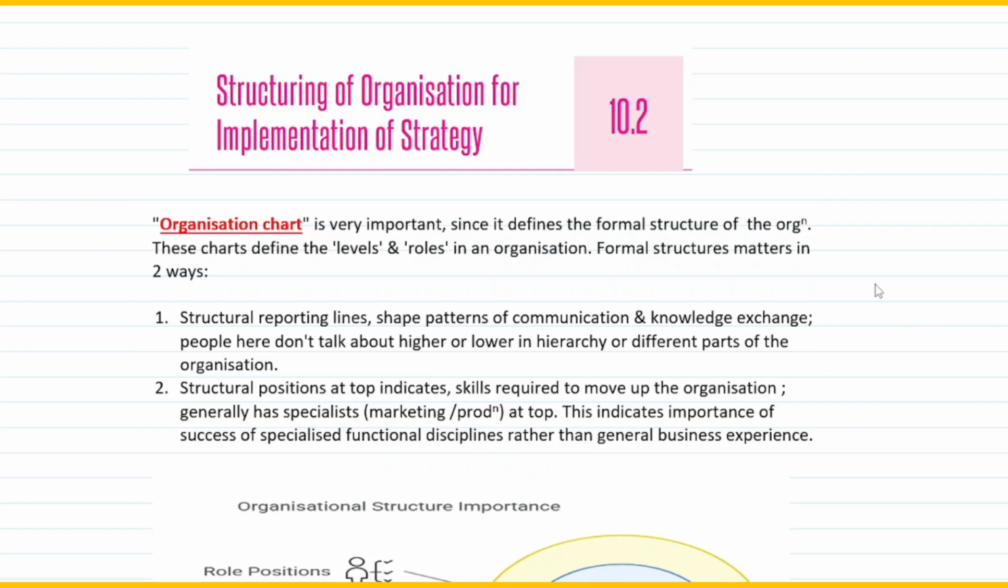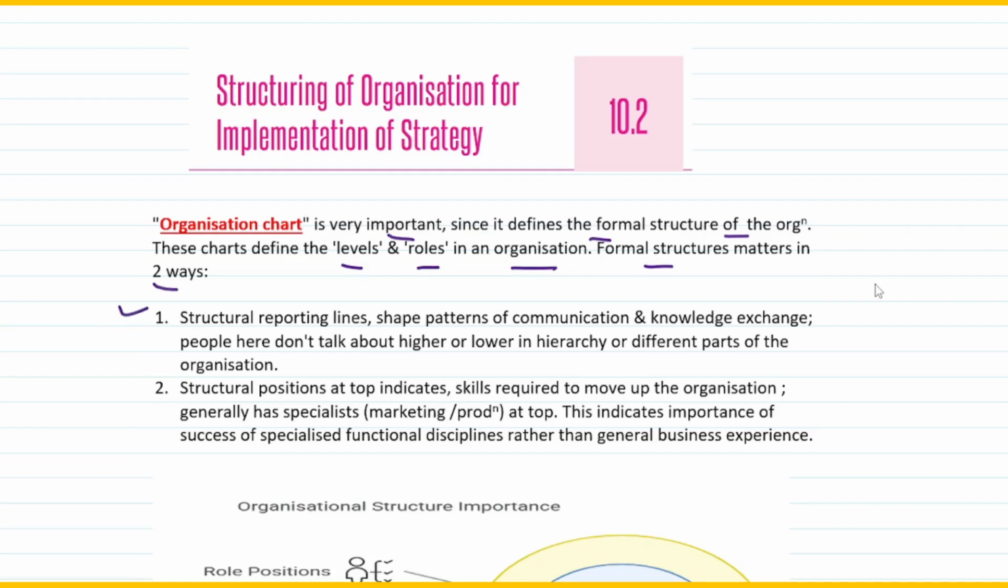Organization chart is very important. Why? Because it defines the formal structure of the organization, as in how the formal structure of the organization exists. These charts define the levels and roles in an organization. So what are the different roles or levels that are there in the organization, that is being decoded by the organization chart. Formal structures matter in two ways. Why are formal structures so very important?